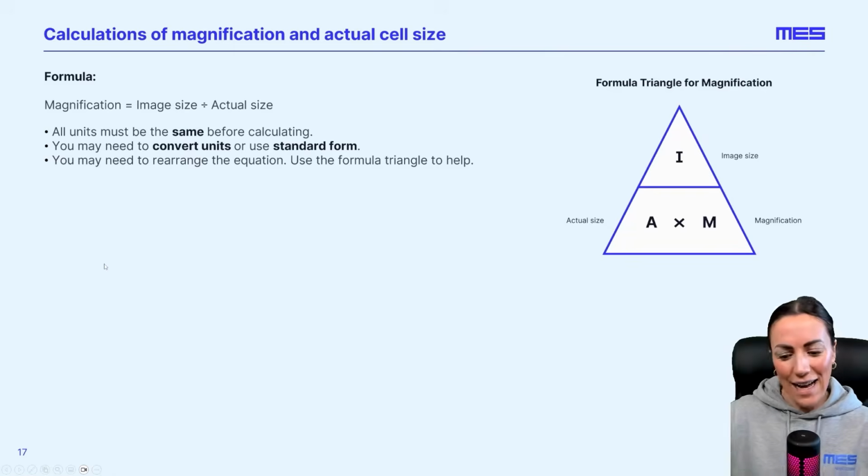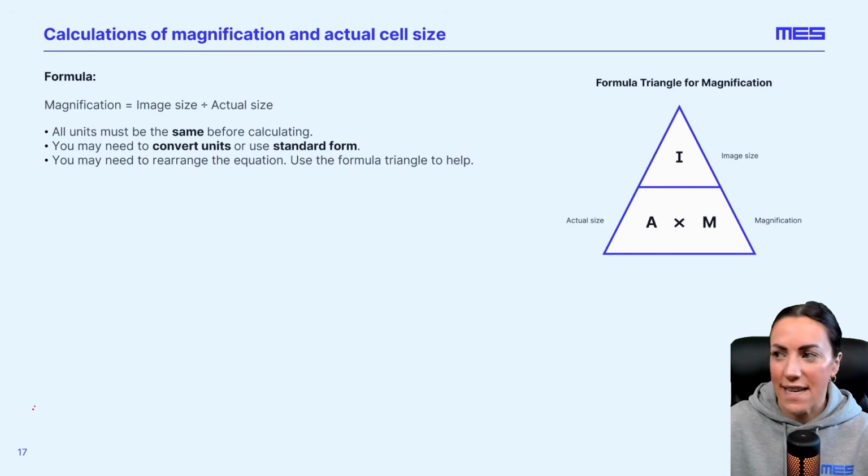The next thing to look at, you may be asked in your exam to calculate either the magnification, if you're provided with the image of, say, a cell, or you might be asked to calculate the actual, like the real life size of the cell. Now, the formula for magnification is image size divided by actual size. All units must be the same before calculating, so always check that.